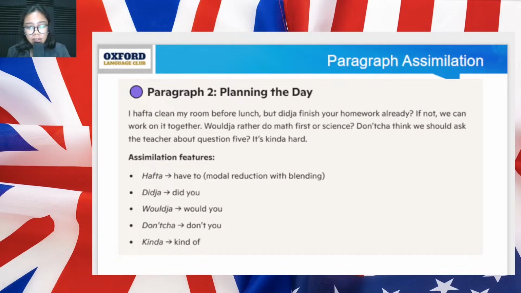Our first example from this paragraph is have to. This comes from the full phrase have to. Again, the slide notes this as modal reduction with blending. In have to, the V sound from have changes to an F sound.